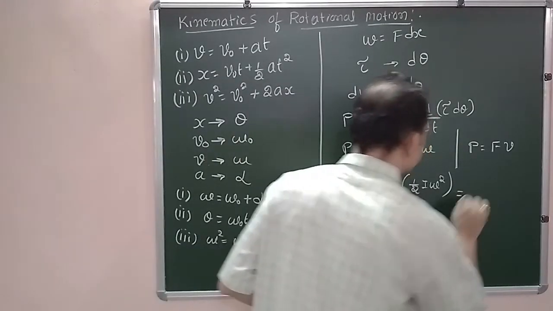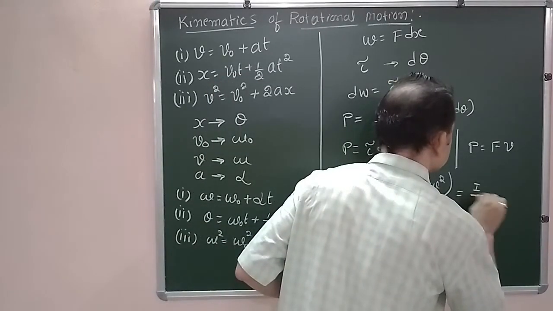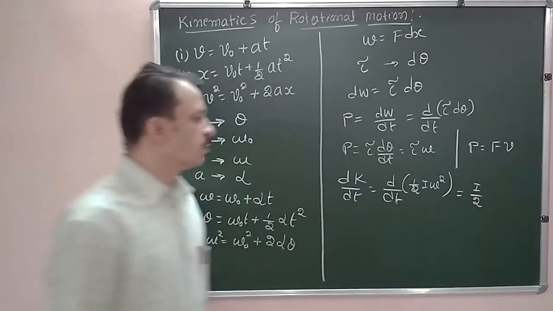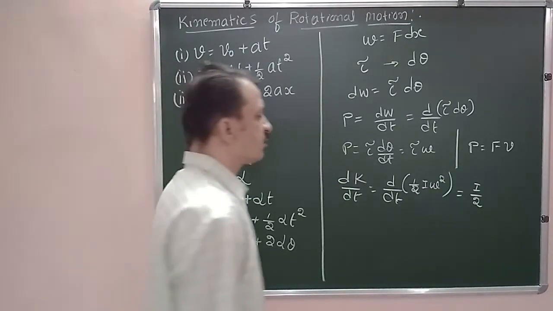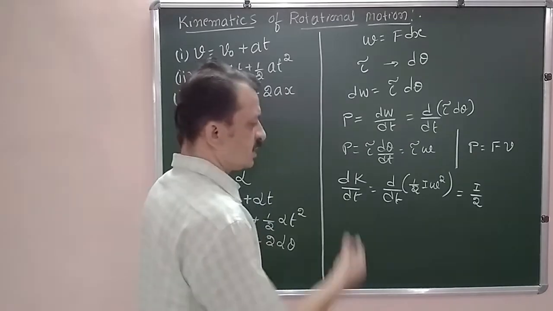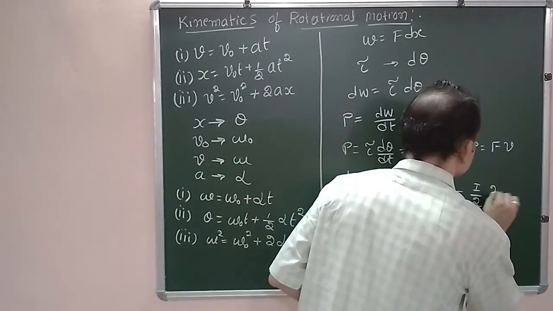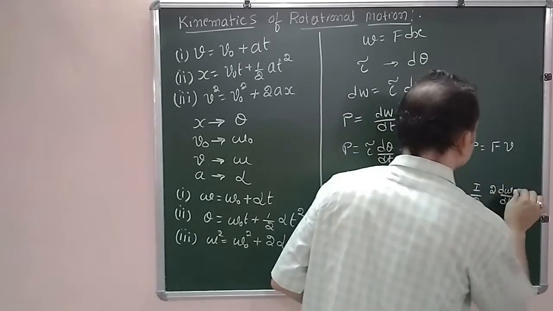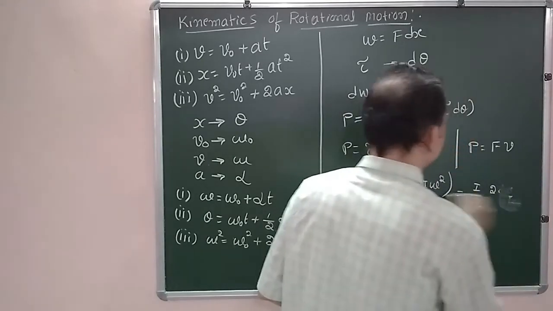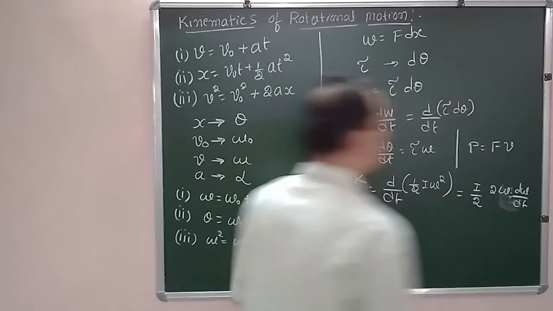Now if I differentiate this, half and I are constants. Moment of inertia is a constant quantity, assuming that it is constant for a fixed axis of rotation and for a given rigid body. Now differentiate omega, that is 2 into omega into d omega by dt, the derivative.